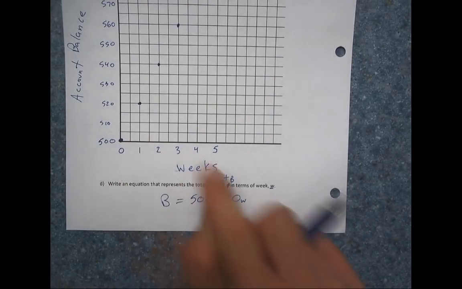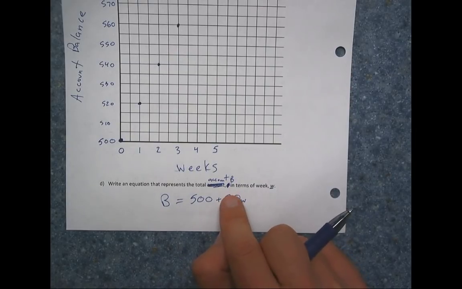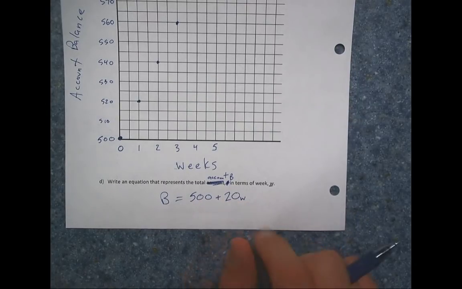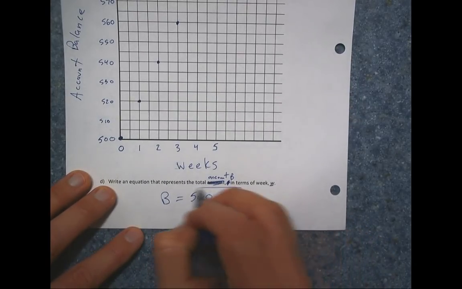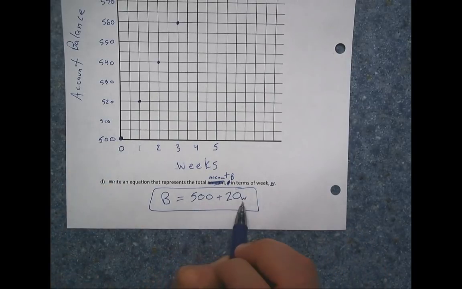So if it was 2 weeks, you'd actually be adding $40 because you do 2 times 20. If it was 0 weeks, you plug in 0. 0 times 20 makes this disappear, and you've got 500. If it was 10 weeks, 10 times 20, and you add it to the 500. Okay, so this is going to be our equation that solves for the account balance, B, in terms of W, the weeks.